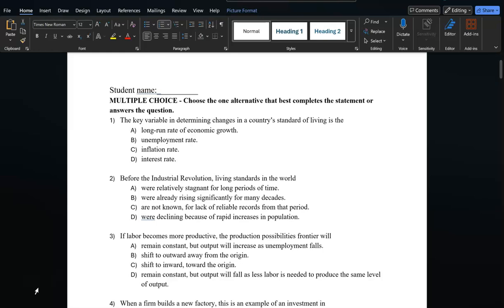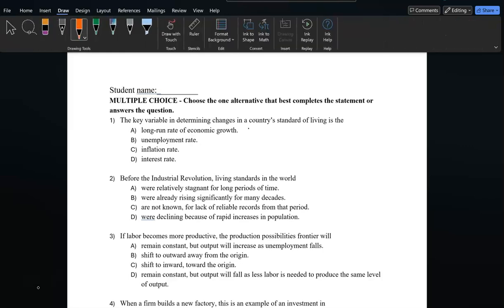Question 1. The key variable in determining changes in an economy's standard of living is the long run rate of economic growth. Now, before the industrial revolution, living standards in the world were relatively stagnant. Things changed after the invention of the steam engine.